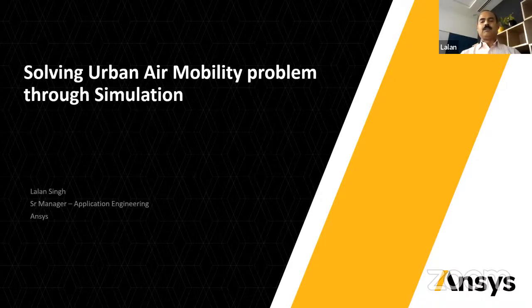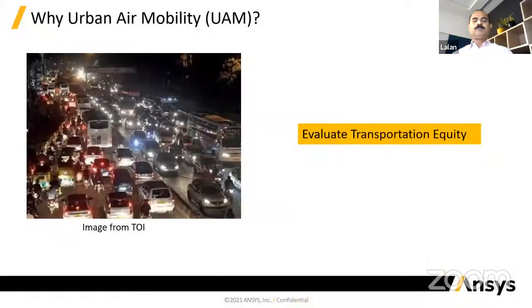In today's presentation, I would like to discuss how we can use the integrated mission modeling simulation approach to solve the urban air mobility problem. First of all, the question arises, why are we talking about urban air mobility? The image is taken near Silk Board in Bangalore, early in 2021, during the pandemic. And this is a very lean traffic for cities like Bangalore. So this brings all of us to take stock of transportation equity.